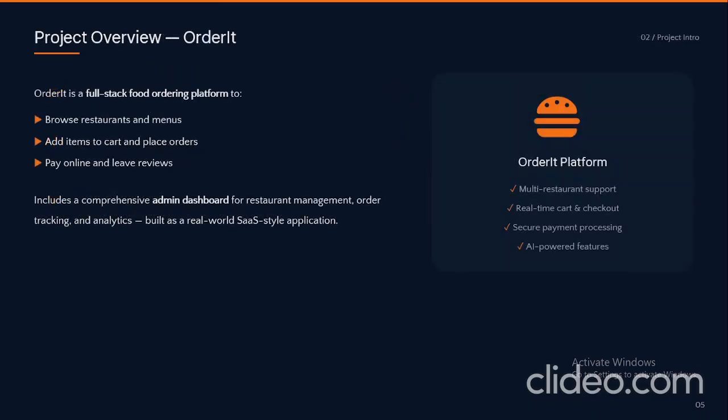Coming to the project overview, so this is what we have built. Ordering, a food ordering platform for customers, and its core lets users browse restaurants and menus, add items to cart, place an order, pay online, and leave a review afterwards.